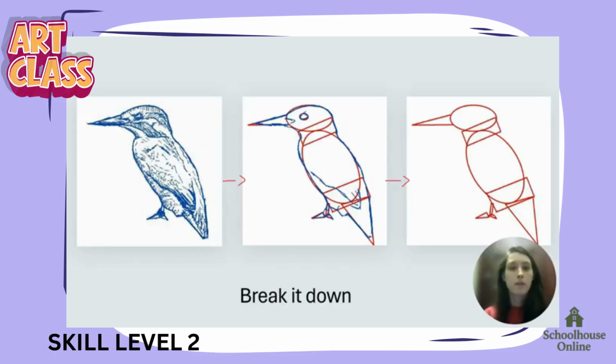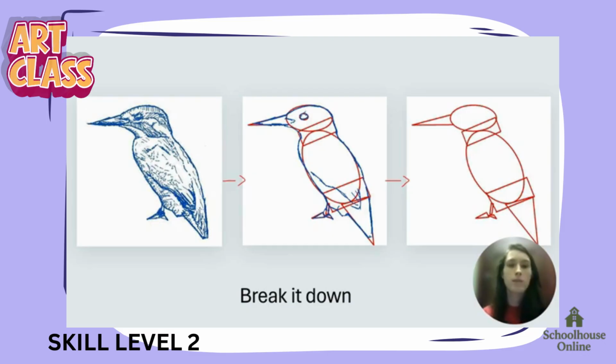So the tip that I want to share with you guys, I call it break it down. Basically this is just taking the things that you see in real life and breaking them down into their simplest shapes. Going back to the living room example, a table can be broken down into a rectangle and then the legs can be other rectangles. Or if it's a circle table, then you have a circle and 4 rectangles for the legs.